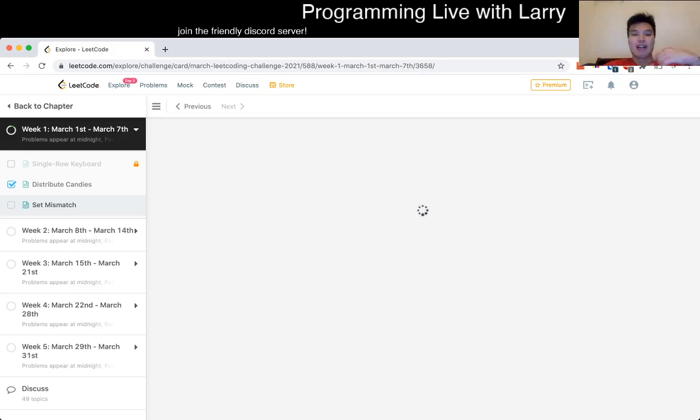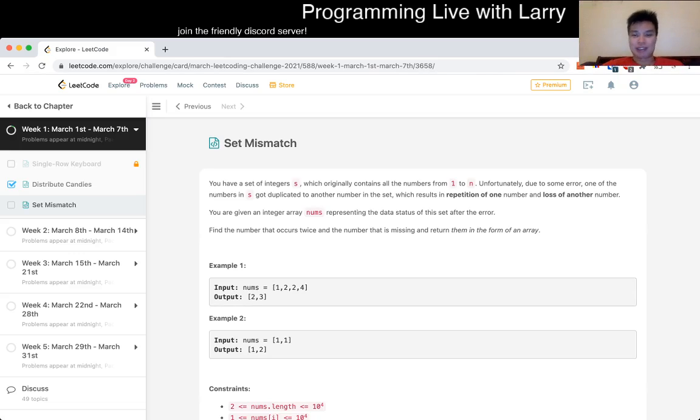Set mismatch. My setup is a little bit different today. Not feeling super well. So, yeah. Let me know if the voice is good. But anyway, okay, set mismatch. I do these live, so if it's a little bit slow, just fast forward or something.